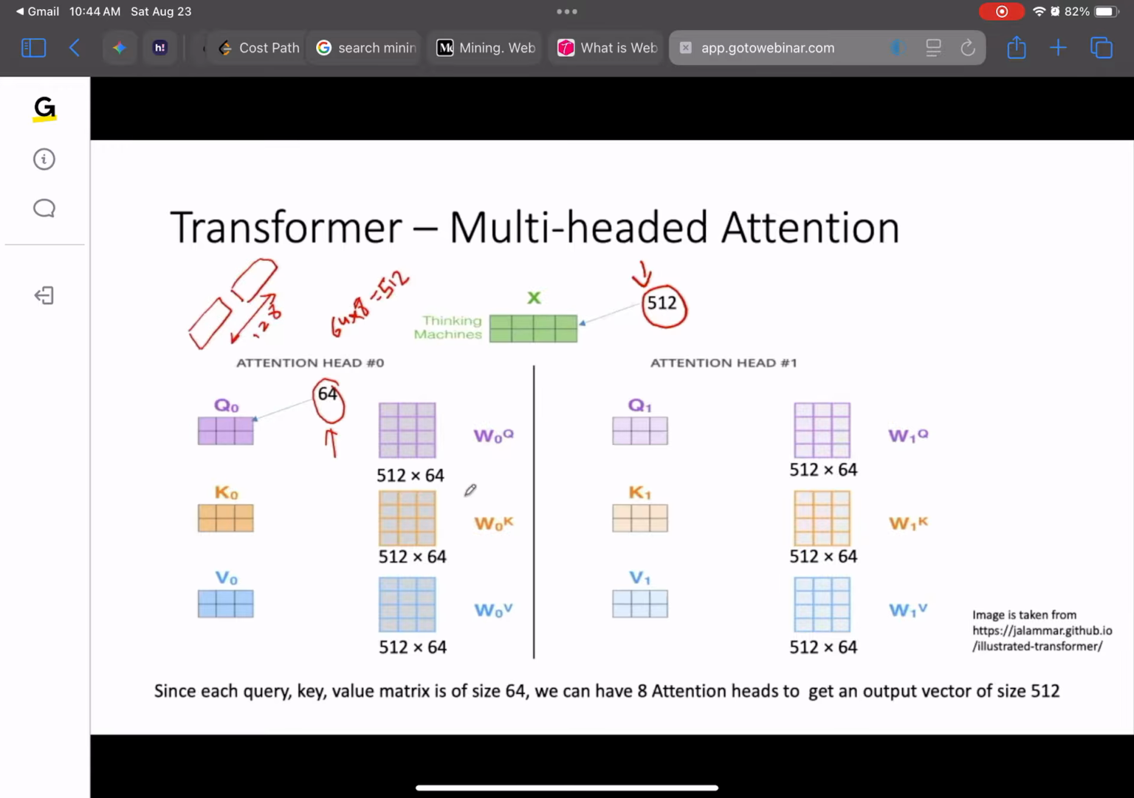So for each such 64 dimensional vector, there is an associated query, key and value matrix. So we'll have 8 such query, key and value matrices. Each query, key and value matrix is called a head. So we have several such heads. That's the reason it's called multi-head attention.